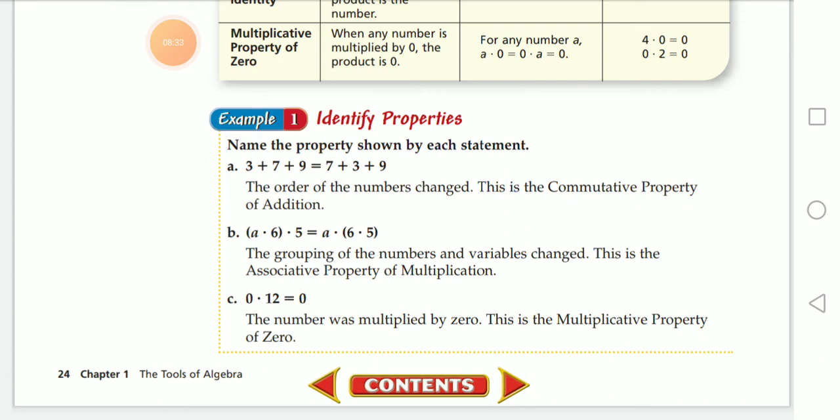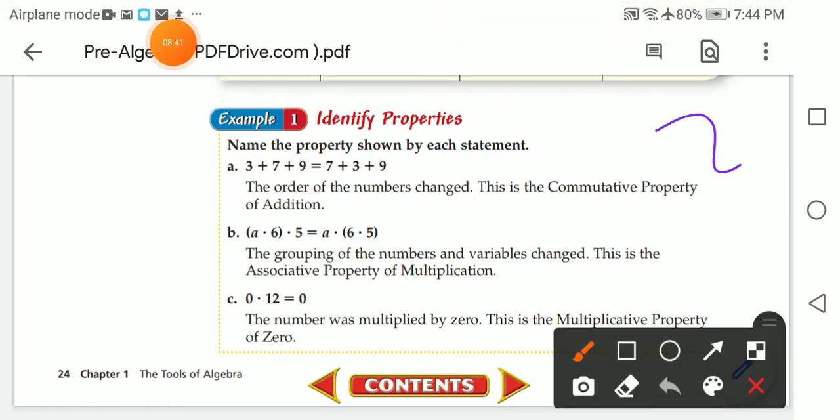Example 1: name the property shown by each statement. This is important to know, and I will ask you for this in a quiz. So, name the property shown by each statement. 3 plus 7 plus 9 equals 7 plus 3 plus 9. I changed the order of numbers, and we have plus, so it's the commutative property of addition.